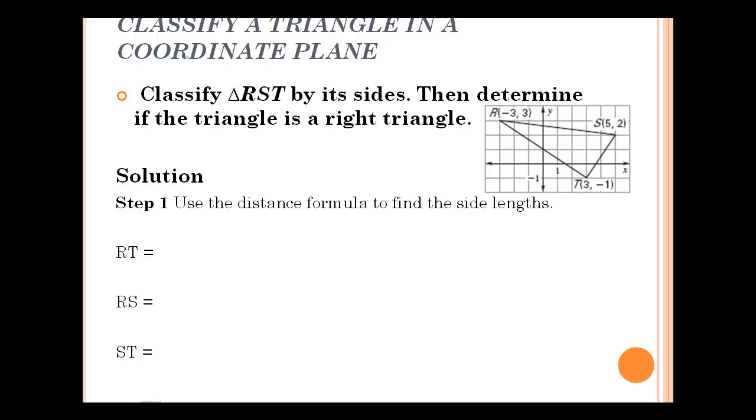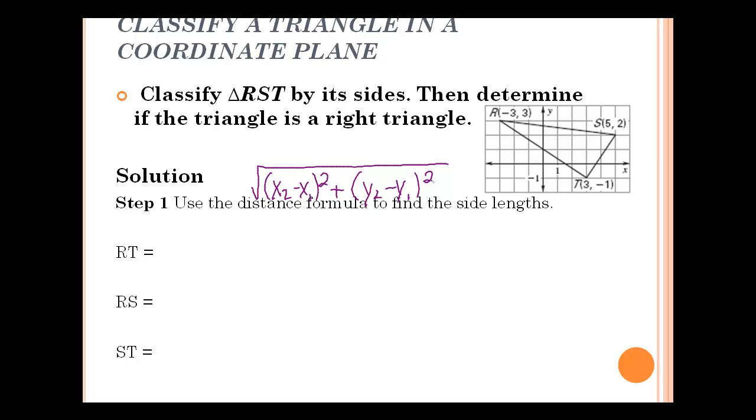It says classify triangle RST by its sides, then determine if the triangle is a right triangle. So we need to know, first of all, the length of the sides, and to do this, we're going to use our distance formula. The distance formula is written on your notes, it is not on this PowerPoint. It is the square root of x2 minus x1 squared plus y2 minus y1 squared. That's on yours. It's something you should know from chapter 1 though.